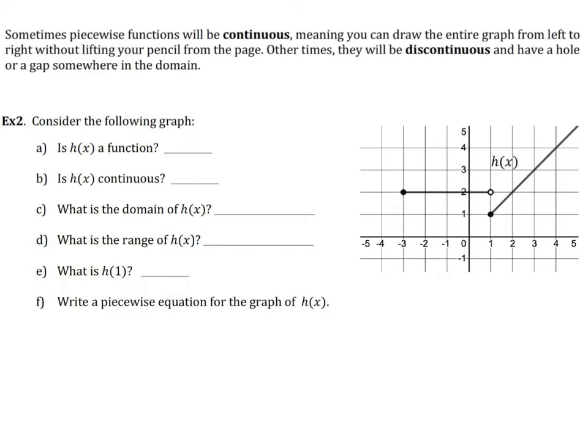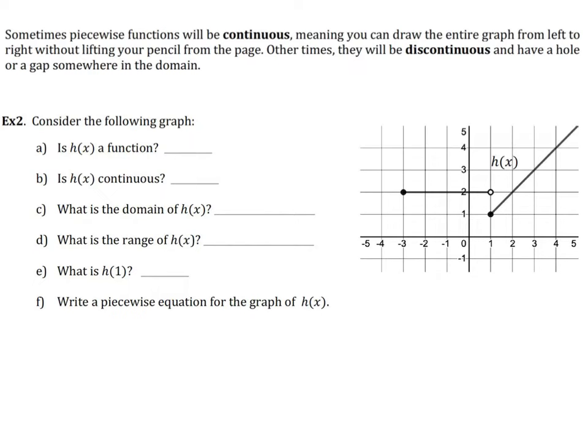All right, so next, it says sometimes piecewise functions will be continuous, meaning you can draw the entire graph from left to right without lifting your pencil from the page. Other times, it will be discontinuous. You're going to have a gap somewhere. You're going to have a hole. You would have to follow along, pick up your pencil, and then go again. So this is a gap right here. This open circle means there's a hole right there. So we could have gaps, we could have holes. It just depends on what is given.